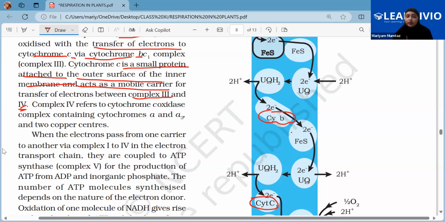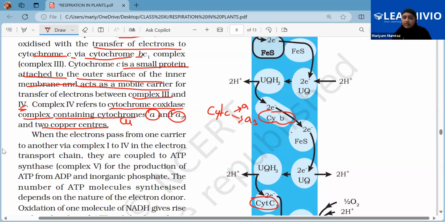Now, complex 4 refers to the cytochrome C oxidase complex containing cytochrome a and cytochrome a3. You see, it has two components, a and a3, which makes it one big complex. And then apart from a and a3, it also has two copper centers. Again, the copper centers are present only to aid electron transport.